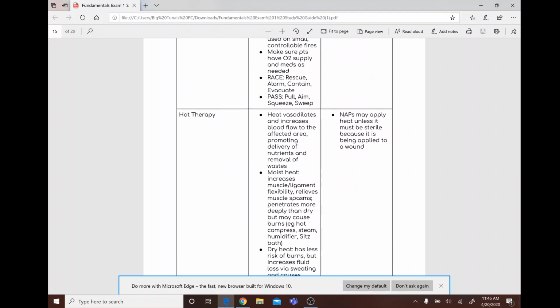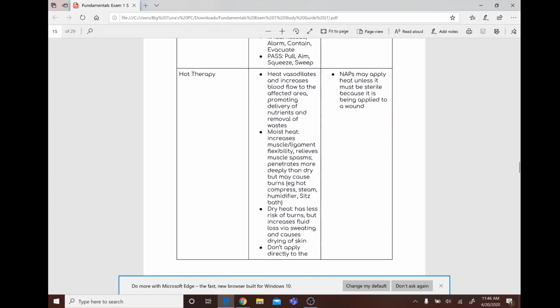All right, what does heat do? Vasodilates and increases blood flow to the affected area, promoting delivery of nutrients and removal of waste. What does moist heat do? It increases muscle and ligament flexibility, it relieves muscle spasms, and it penetrates more deeply than dry but may cause burns.